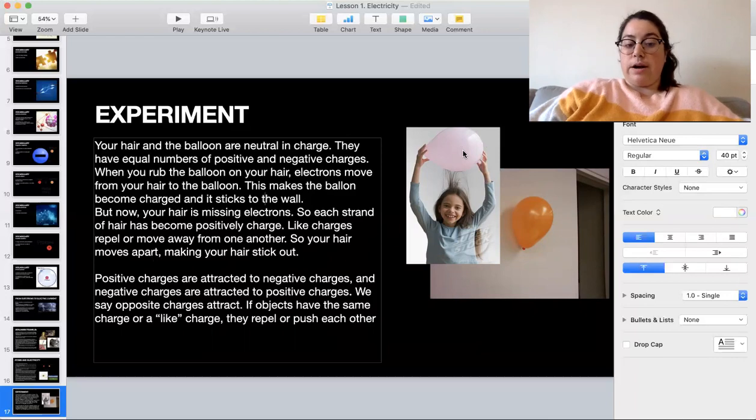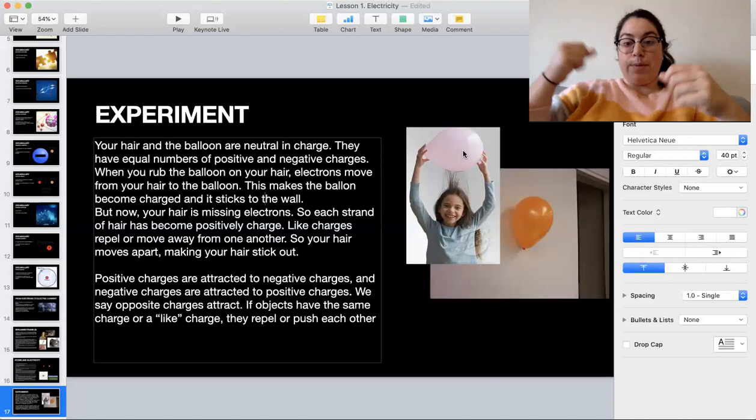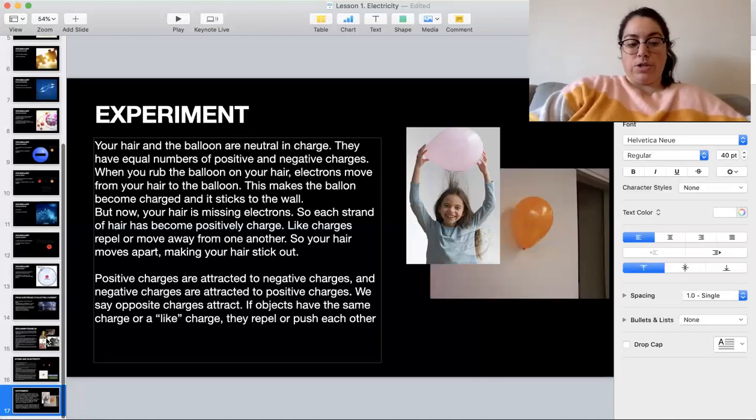Positive charges are attracted to negative charges, and negative charges are attracted to positive charges. So we can say opposite charges attract. Negative and positive want to be together. But if objects have the same charge, or a like charge, like negative and negative, they don't want to be together. They want to be apart. Or if you have positive and positive, they want to be apart. Okay, they repel each other.